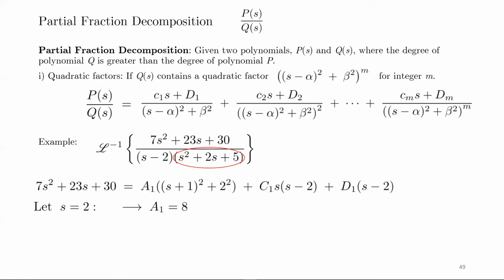So firstly, let's let s equal 2. If I do that, the left-hand side becomes 7 times 4 plus 23 times 2 plus 30. On the right-hand side, this term sticks around. We get a1 times 2 plus 1 is 3, squared is 9, plus 2 squared is 4, so 9 plus 4 is 13, so 13a1. For s minus 2, 2 minus 2 is 0, so this term disappears, and the d term also disappears. So we end up finding that a1 is equal to 8. Okay, good.